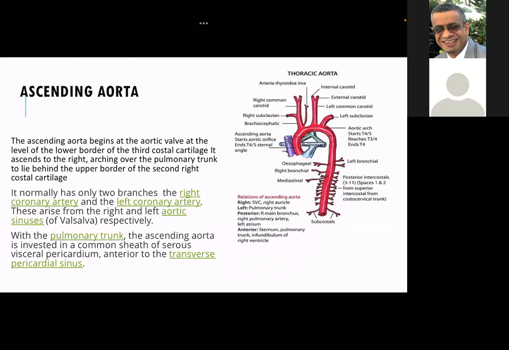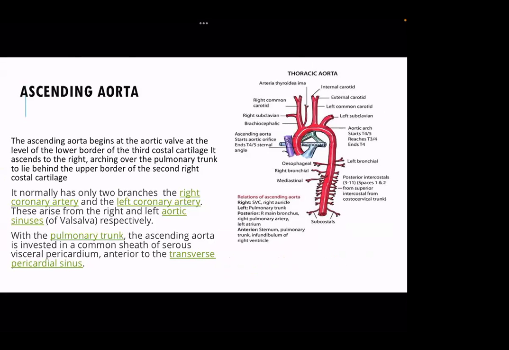The ascending aorta begins at the aortic valve at the level of the lower border of the third costal cartilage. It ascends to the right and arches over the pulmonary trunk, as you can see here in the image, to lie behind the upper border of the second right costal cartilage. It normally has only two branches, the right coronary artery and the left coronary artery, that arise from the aortic sinuses of Valsalva. With the pulmonary trunk, the ascending aorta is invested in a common sheath of serous visceral pericardium anterior to the transverse pericardial sinus.